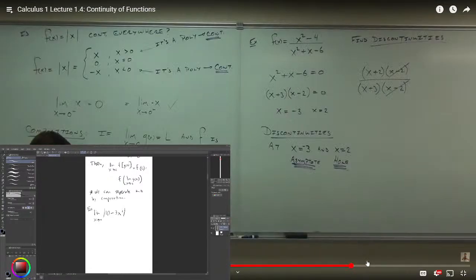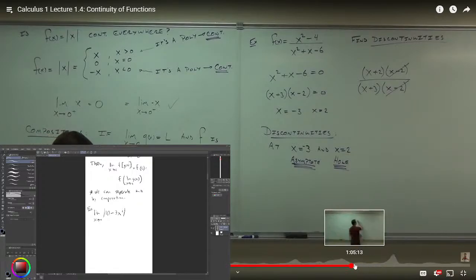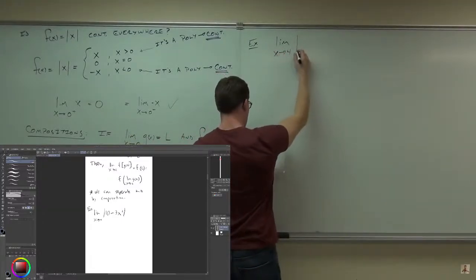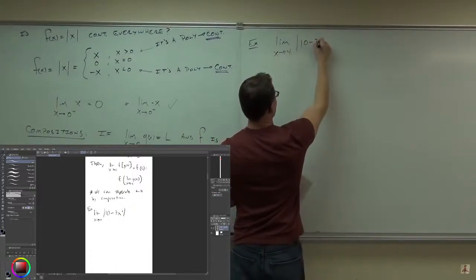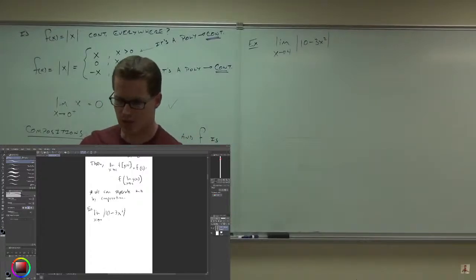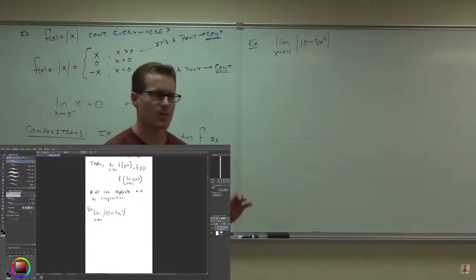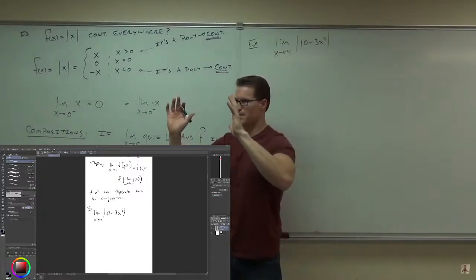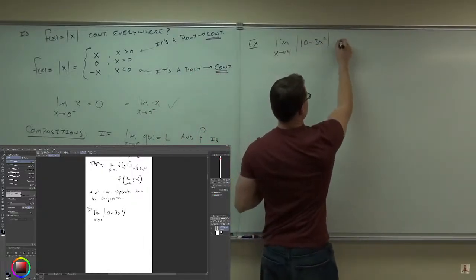A couple problems. Once we proved it, the limit as x approaches 4 of the absolute value of 10 minus 3x squared. Here's basically what this says we can do. Do you understand how this really is a composition of one function and the absolute value function? Do you guys see that?